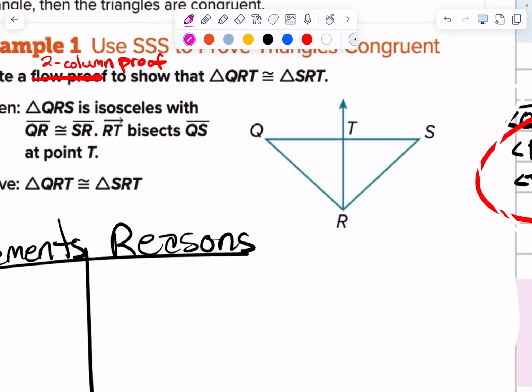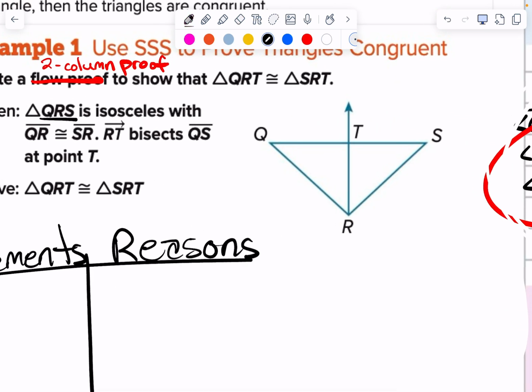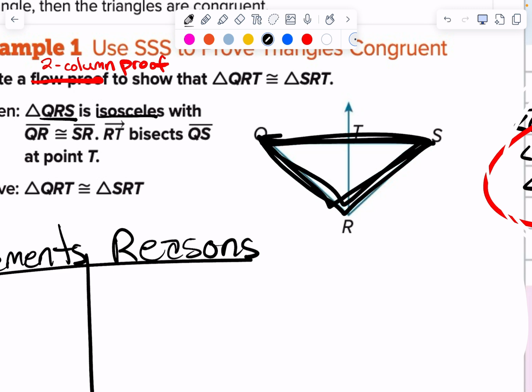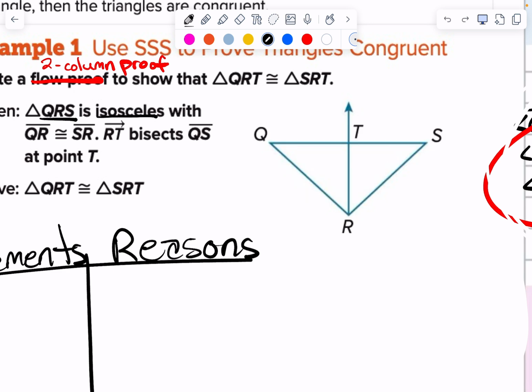We have that triangle QRS is isosceles, okay? QRS is the overall big guy, right? That whole big triangle. That's isosceles. What does that mean? Two sides are the same, and they tell me which two sides are the same. They say this right here. Circle that. That's important. QR is congruent to SR, okay?